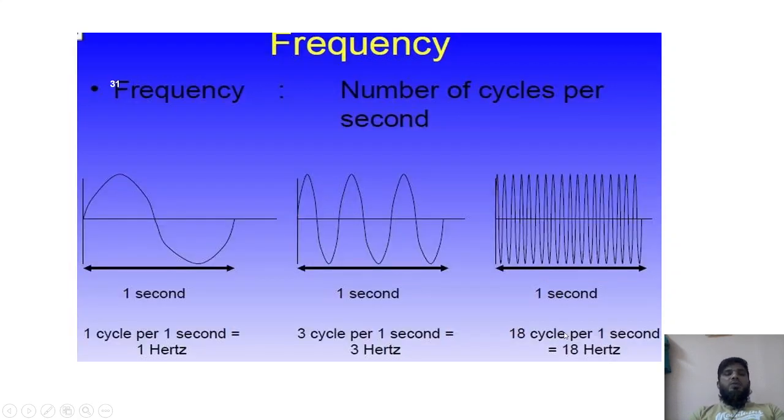Frequency is the number of waves. For example, if in 1 second only one wave travels through that particular distance, then it is called one cycle per second.